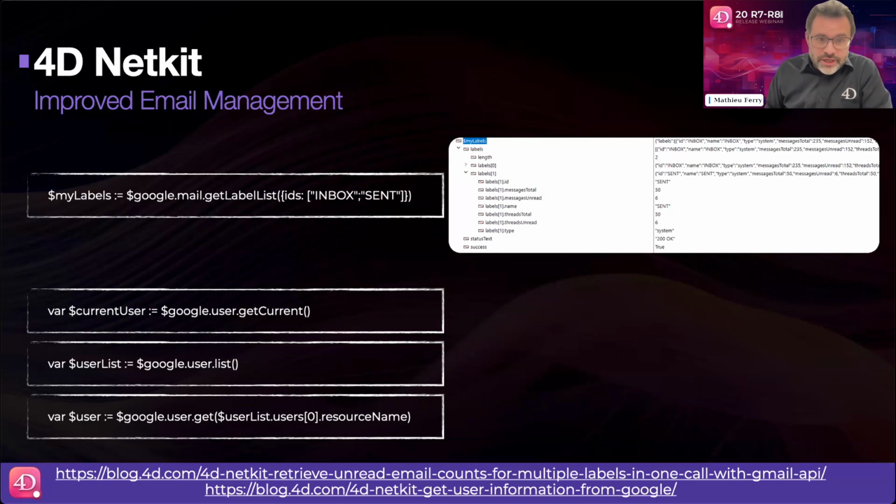Also, in 4D 20R8, we've added another powerful 4D Netkit feature, which is access to Google user information. With OAuth2 integration, you can now quickly pull details about the currently authenticated user using the google.user.getCurrent function, including their name, email, and more. You can also retrieve domain profiles and contacts with the google.user.list function, or get specific user details with the google.user.get function. Okay, that's it.